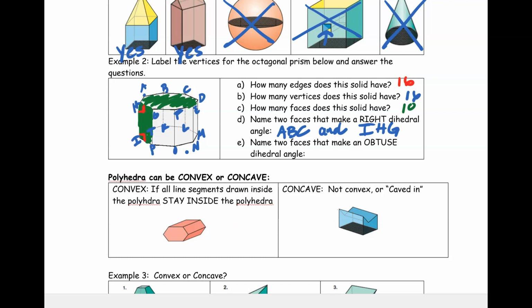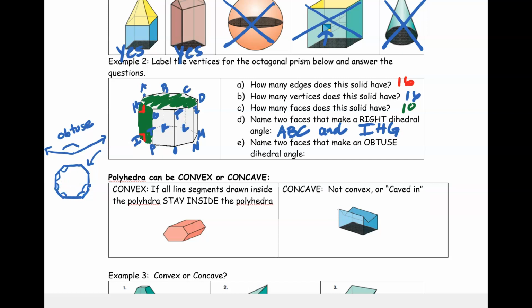And then name 2 faces that make an obtuse dihedral angle. So an obtuse angle is an angle that's greater than 90 degrees. So something like this, an obtuse angle. And imagine for a minute that you're looking down on this shape. So if this shape is an octagon, we've got 1, 2, 3, 4, 5, 6, 7, 8. So imagine that you're looking down like an aerial view on this shape, and all of the sides are going to come together at a dihedral angle.